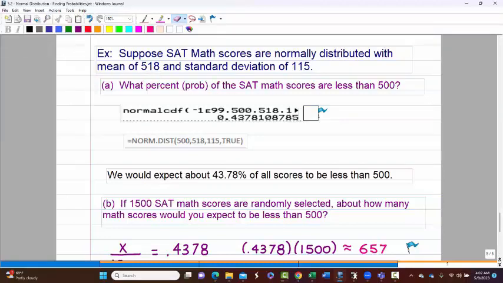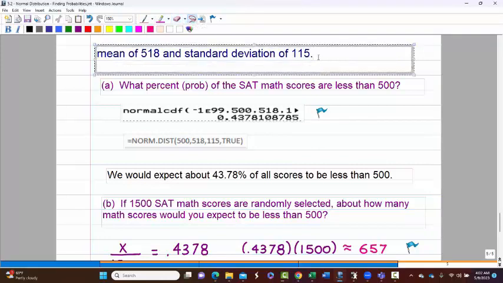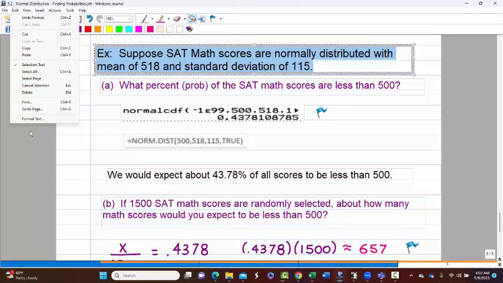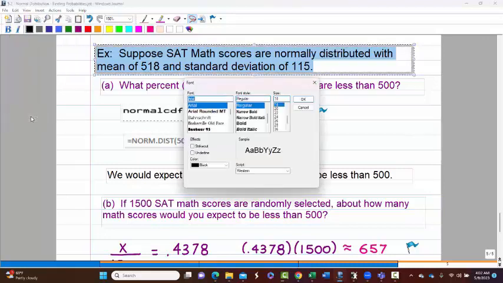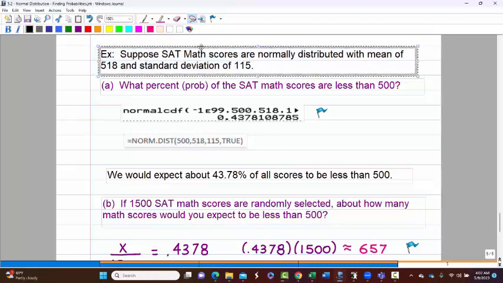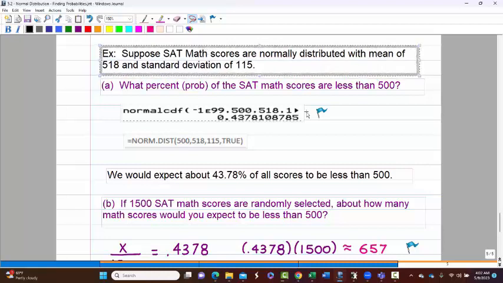Okay. Let's see. All right, so what does part B say here? I'm going to read that while I'm doing this up here. Don't like the font. It's too big. If 1,500 scores are selected at random, about how many scores would we expect to be less than 500?